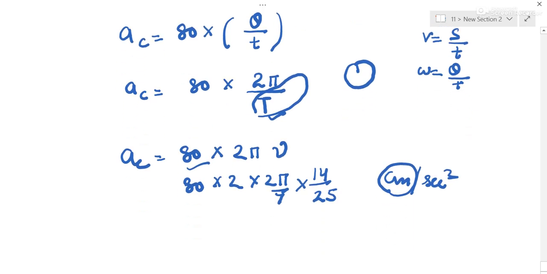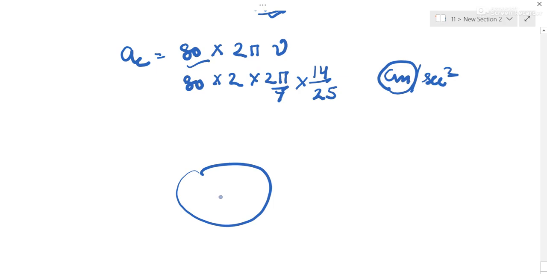And what about the direction? Direction of centripetal acceleration is along the radius toward the center of the circle. Along the radius toward the center of the circle.